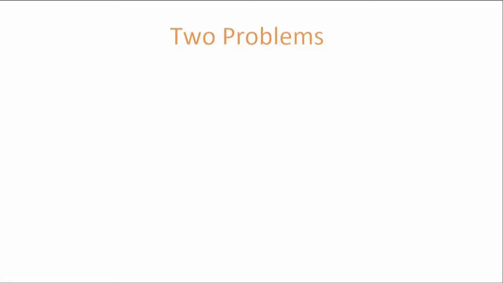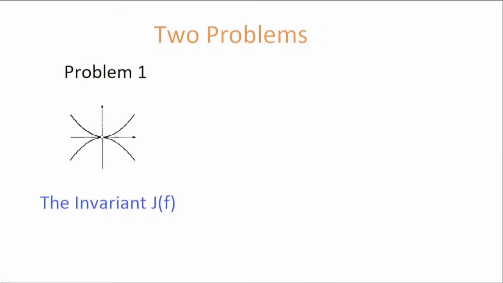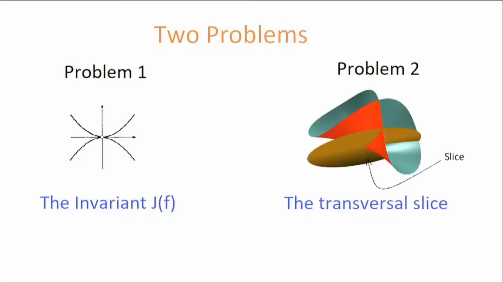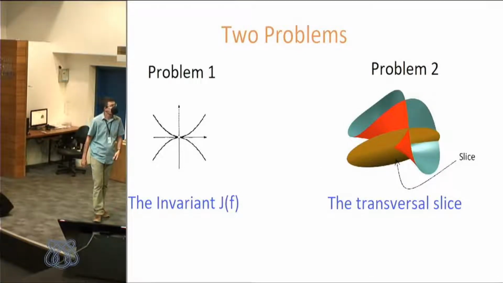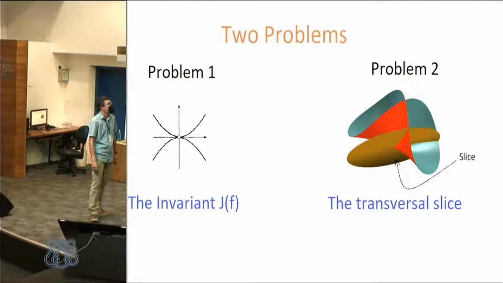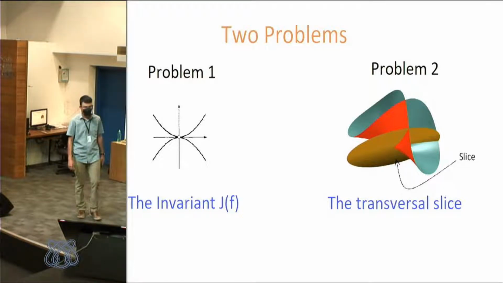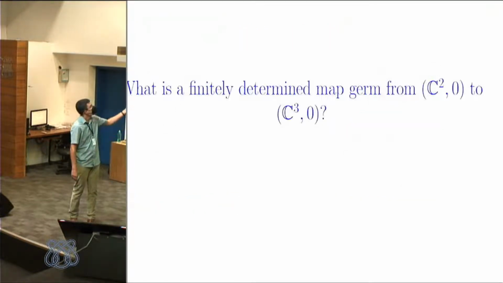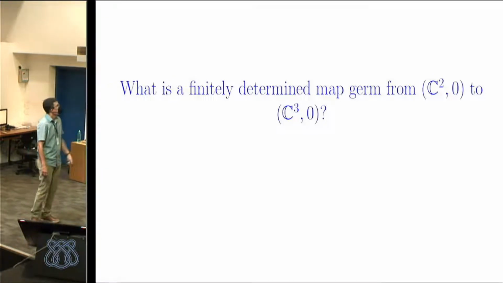Okay. Just a spoiler for the motivation. I will consider two problems in this talk. The first problem is about the J invariant of a map germ introduced by Nuño-Ballesteros and Tomazella. The second problem is about the transversal slice of a Kronecker map germ. Okay, the topological type of the transversal slice.